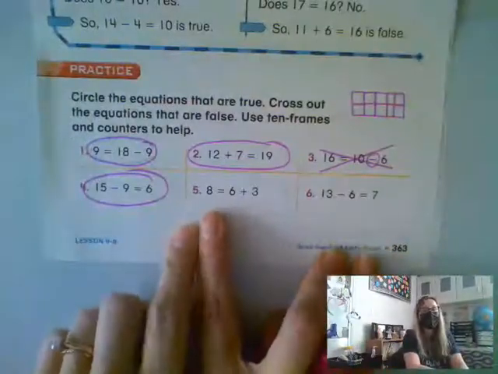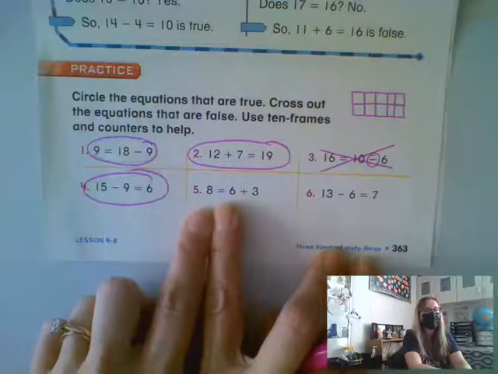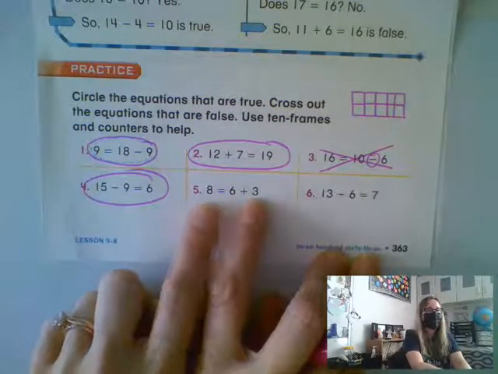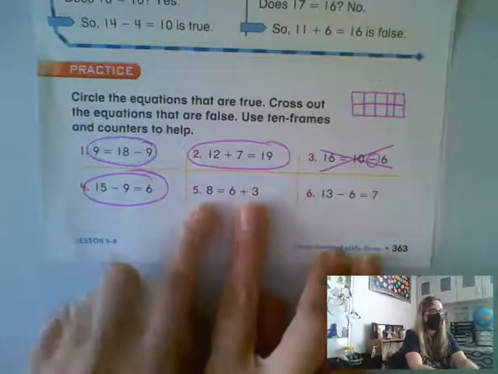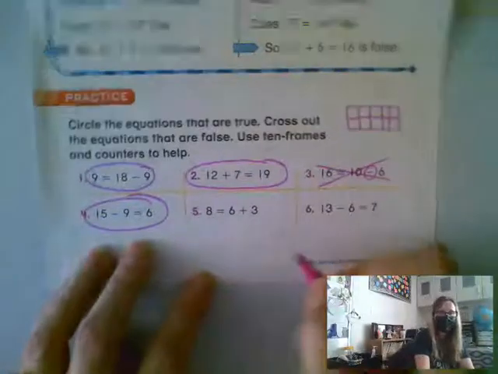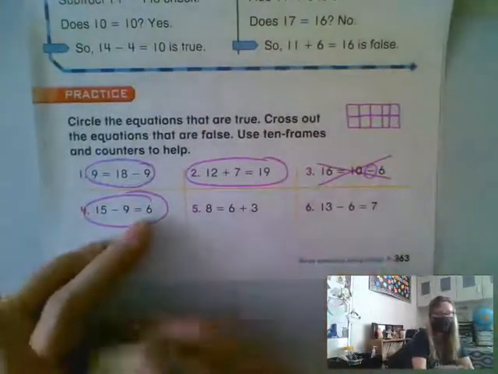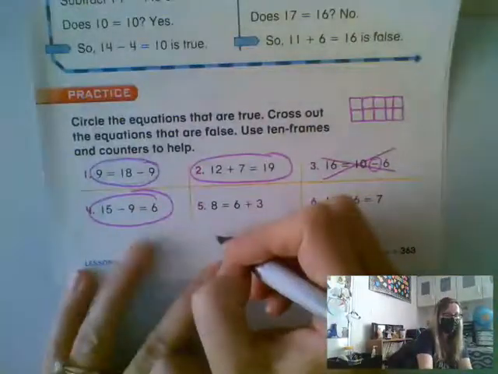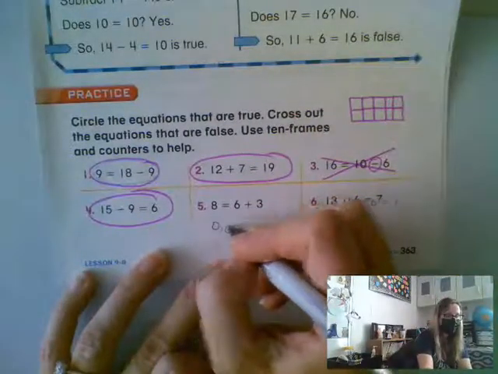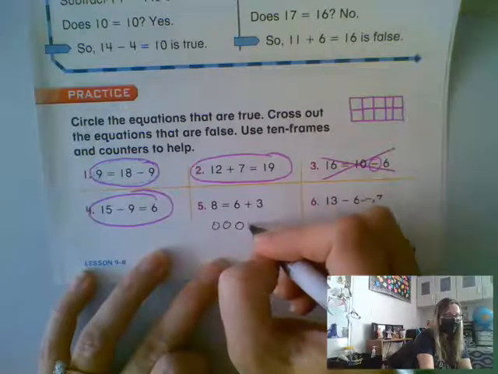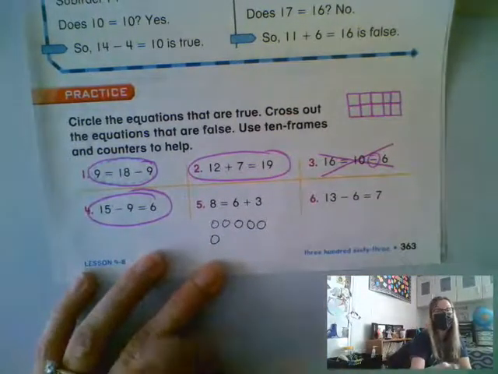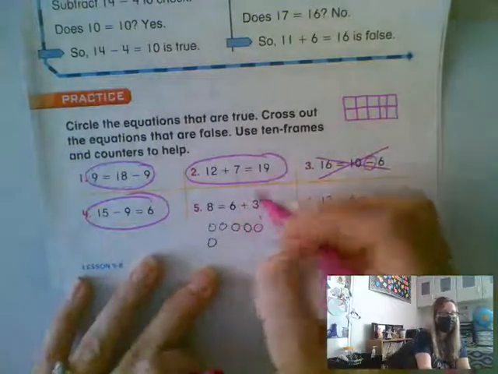Okay, our next one here, we have 8 equals 6 plus 3. So this 6 plus 3 has to equal 8 in order for these to balance. So right now, you can draw right down on your paper if you want. Doesn't have to be on a separate sheet, but it can be. So I'm going to draw 6. 1, 2, 3, 4, 5, 6. And then I'm going to draw 3 more because it's 6 plus 3.